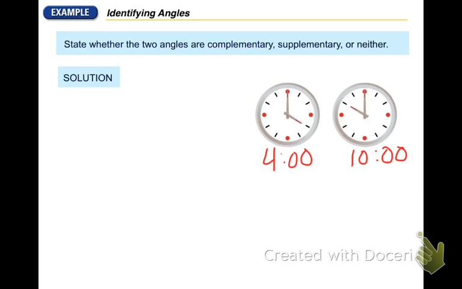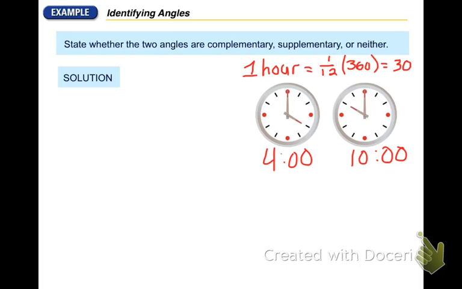Well, how do we know the measurement of an angle on a clock? Well, each hour of a clock corresponds to 1/12, since there's 12 hours around the clock, 1/12 of a full circle, which is 360 degrees. So 1/12 of 360 degrees is 30. So each hour has 30 degrees.